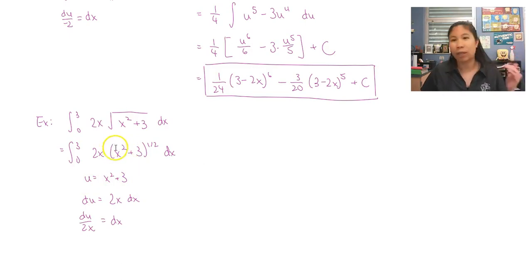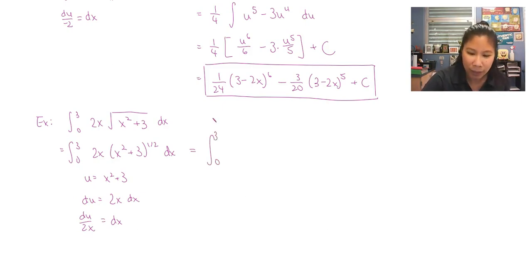So I'm going to go through my regular process of finding du, which is 2x dx, and then getting dx by itself, which is du over 2x. So now I can rewrite my original problem in terms of u. I'm going to keep the 0 and 3 endpoints for now, but keep in mind these endpoints were when this problem was in terms of x.